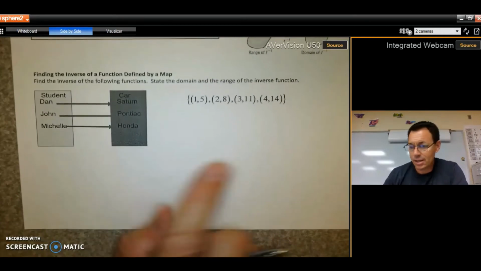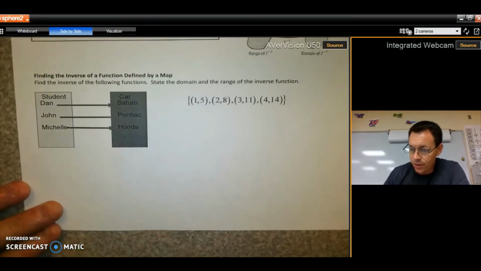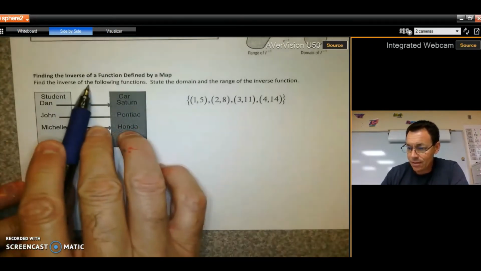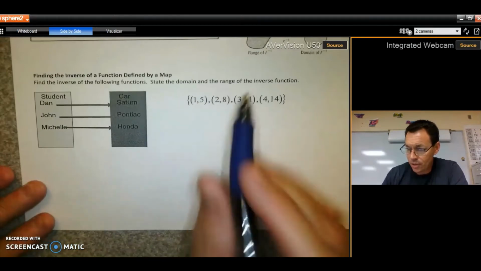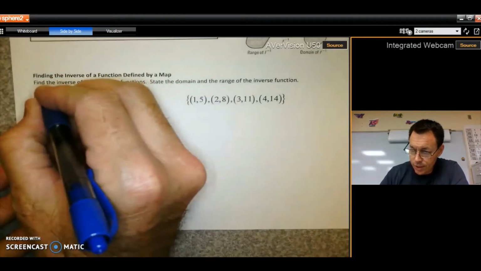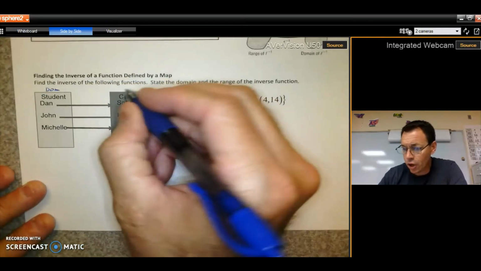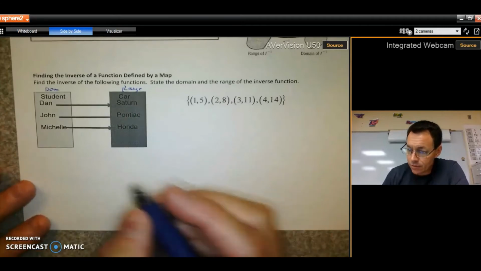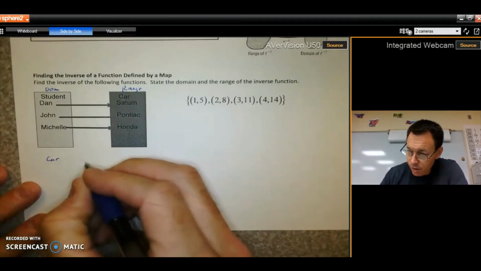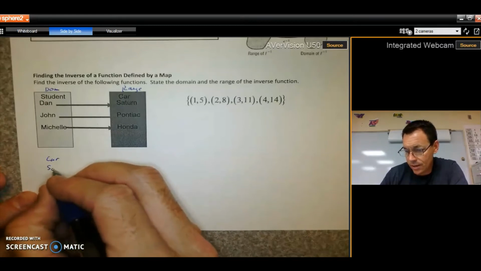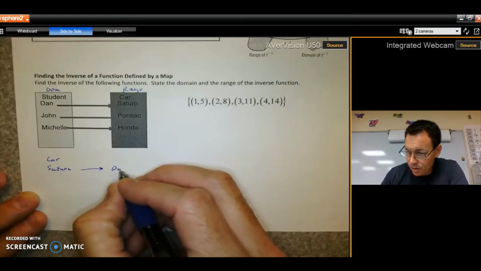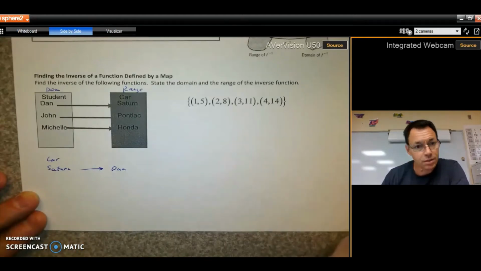Okay, down here, I've got an example. This is a one-to-one function. I've got 3 students over here, and I've got the cars they drive. Find the inverse of the following functions. State the domain and the range. Well, the student over here, this is the domain, and the car they drive, that's the range of this little function we have. So the inverse would be, I tell you the car, so I say there's a Saturn with its lights on in the parking lot, and you say, oh, well, that's Dan's car, so I need to go tell Dan to go turn his lights off. Okay, so it goes the opposite direction.